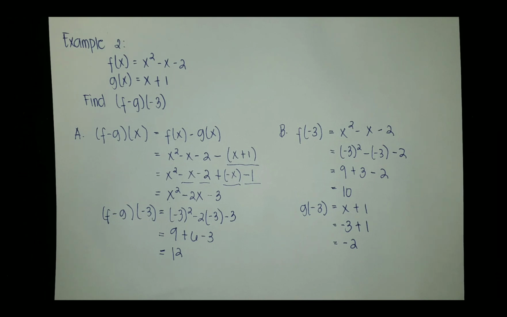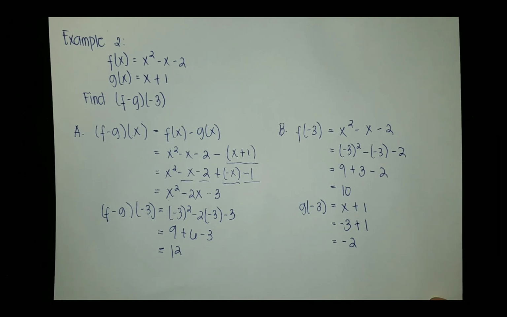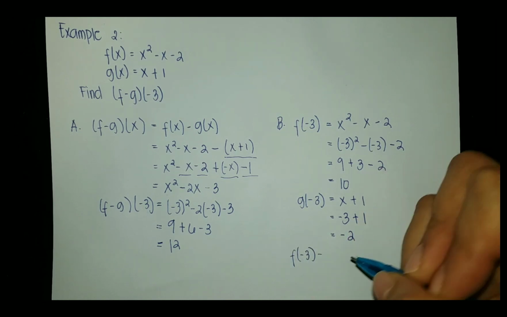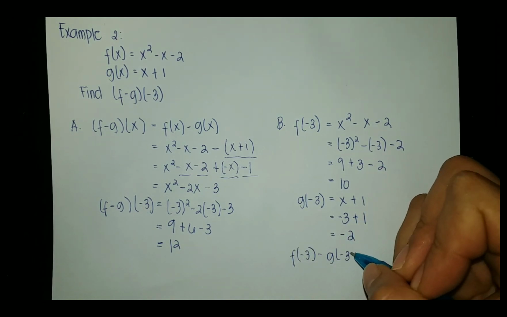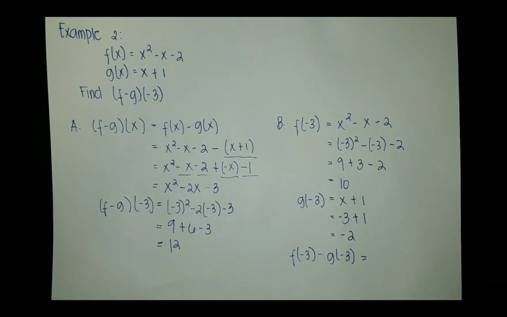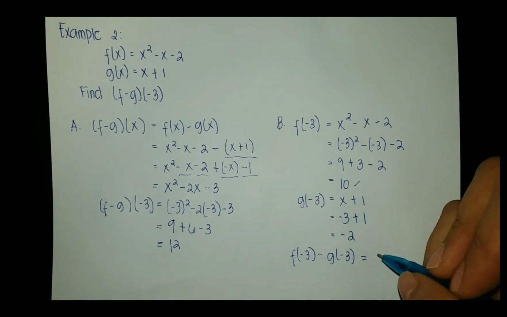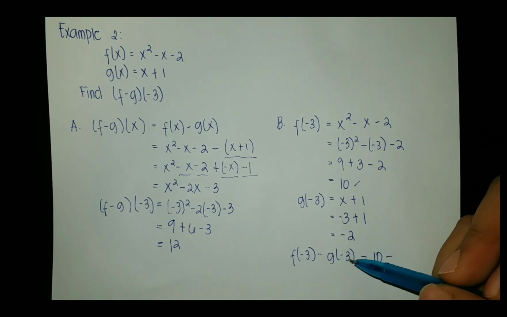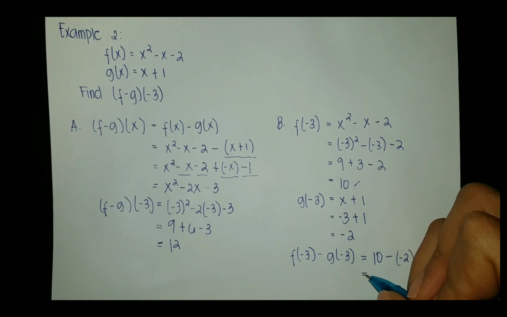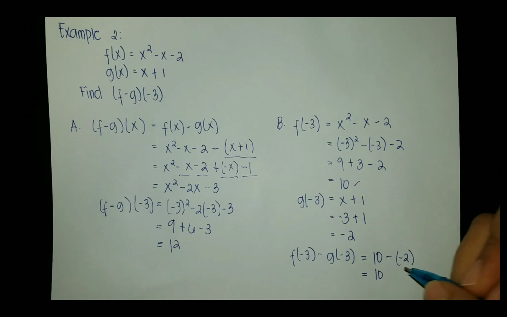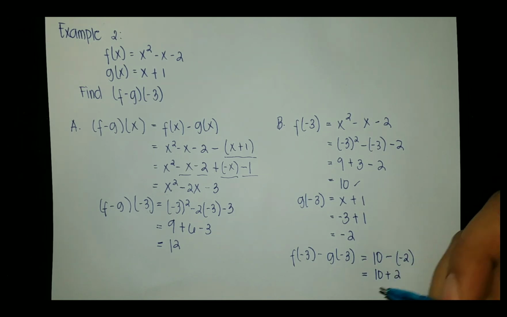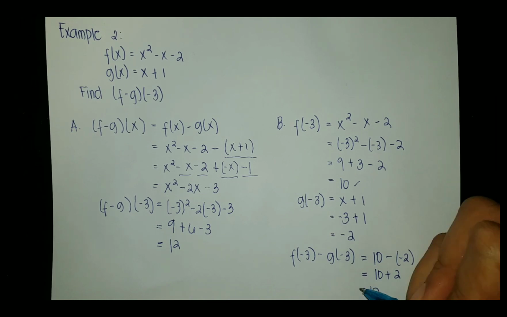Then subtract the resulting values. So that is f of negative 3 minus g of negative 3. For our f of negative 3, that is equal to 10. Then minus g of negative 3, which is negative 2. Then simplify further. So that is 10, negative times negative 2 is positive 2. Then 10 plus 2 is equal to 12.